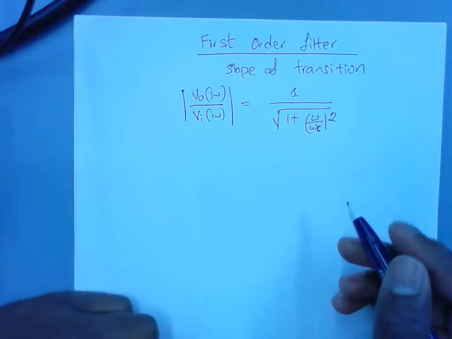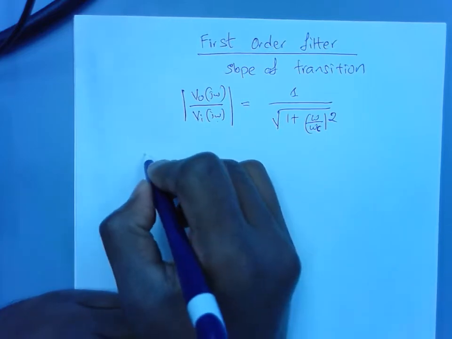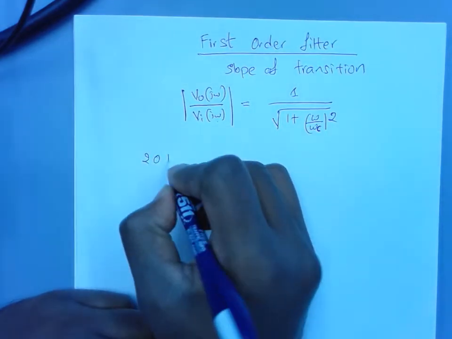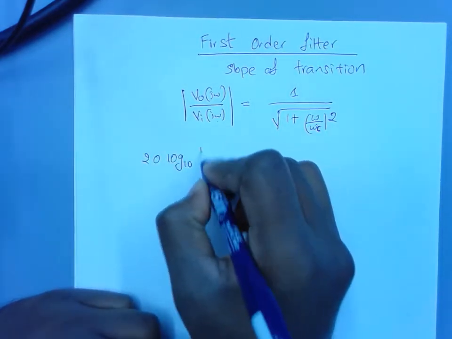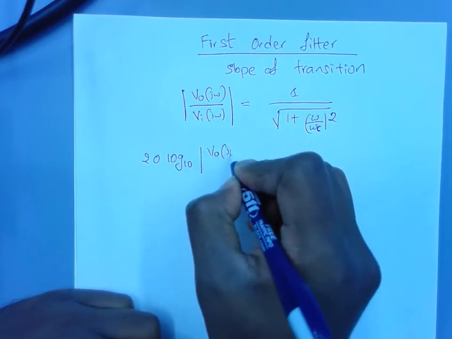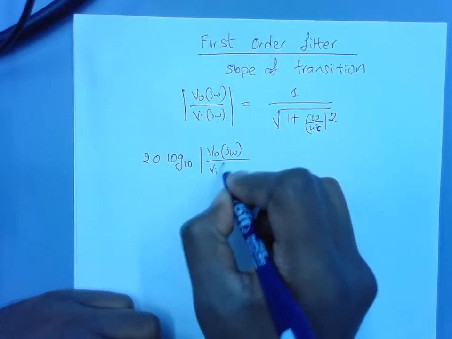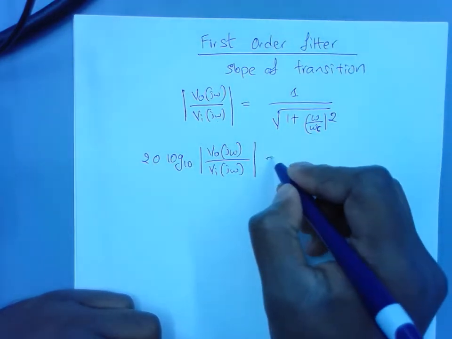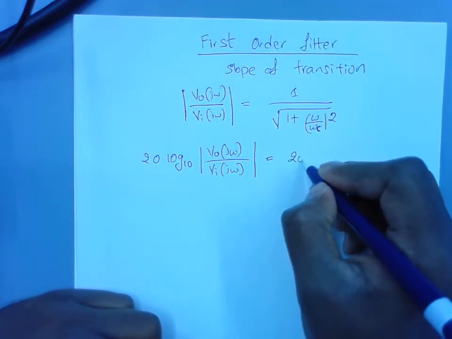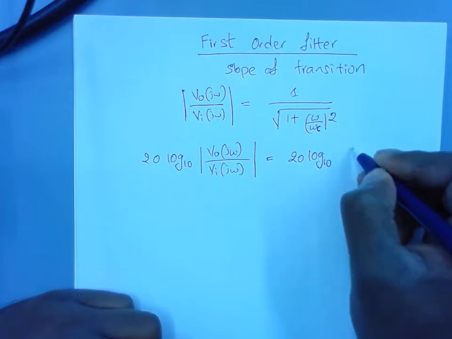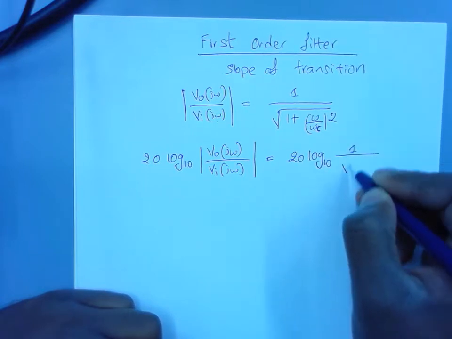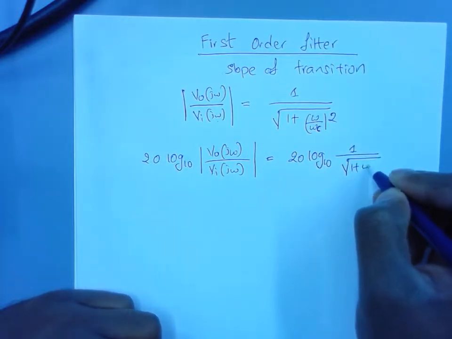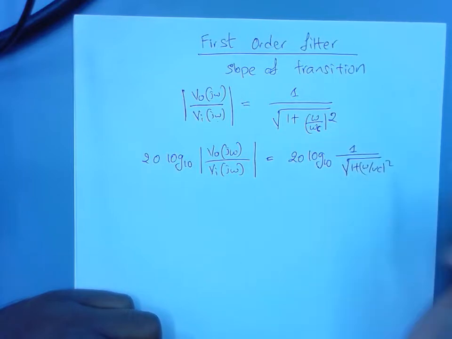Okay, so you do 20 times log to the base 10 of Vo of j omega divided by Vi of j omega, right? That's how you get decibels. So you do the same thing on the right hand side, 1 over square root of 1 plus (omega over omega c) whole squared, right?